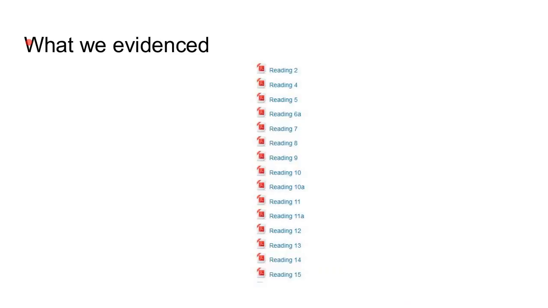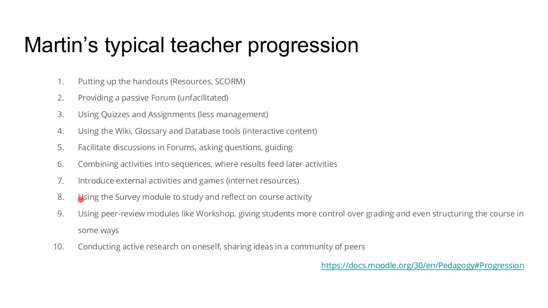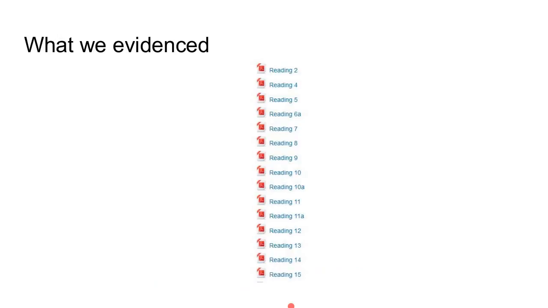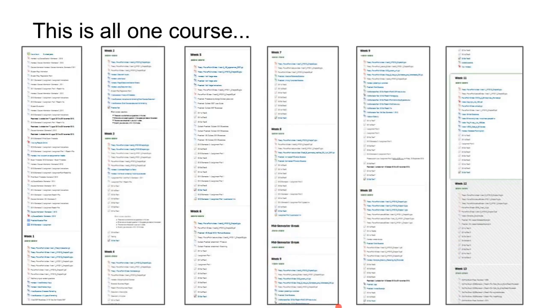We haven't really been able to identify teachers progressing to stages 8 to 10 of Martin's progression, and just to remind you what that is, it's back here. It's surveys, peer reviews, and conducting active research on oneself and sharing ideas in a community of peers. We can find rare examples of each of the stages by hunting them down and talking to the tall poppies we know are striving to push themselves and provide for their students.